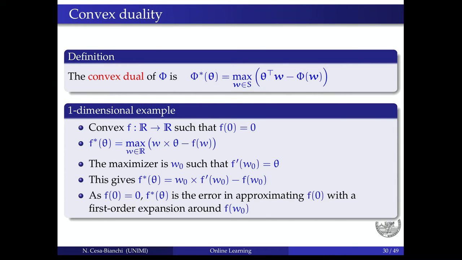Now, when you plug this choice back in here, that gives you that the maximizer is given by this expression. And this expression tells you essentially that because f of 0 is 0, f star of theta is the error in approximating f(0) with the first order expansion around w0, where w0 is the point such that the derivative of the function at that point is equal to the argument of the convex dual. Was that clear? I don't know.